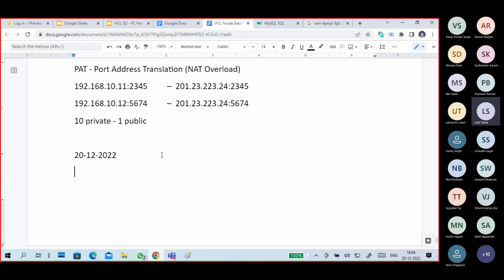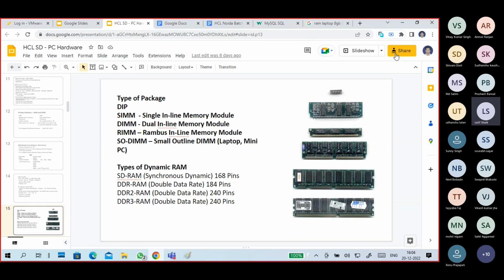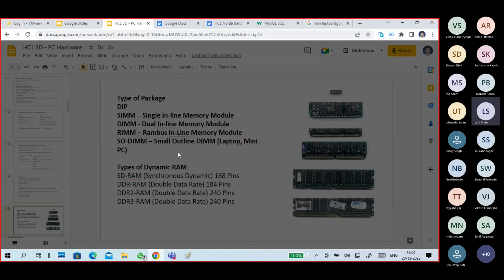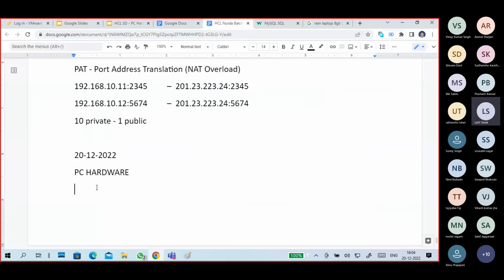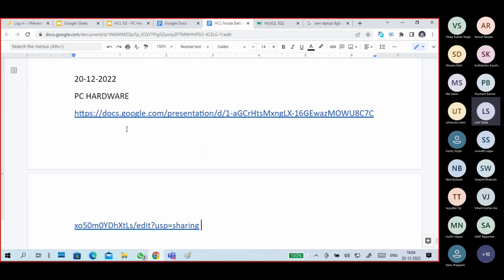I didn't write anything here. So I will also write PC hardware. Guys, PC hardware, and the next one is operating system. For both I won't put anything in the notes. I will explain from PPT only. So please do not forget. This is the link I'm sharing now.